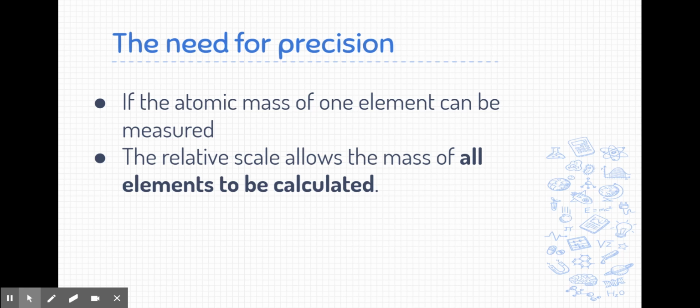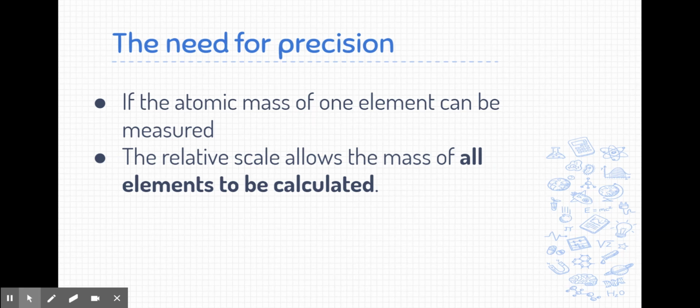So rather than having to go again and experimentally measure the mass of oxygen, you could just do it through calculation. You could say, well, here's the mass in grams of hydrogen. Let's multiply it by 16, and then we get the mass of oxygen. So the relative scale is still valuable and is still going to be used, and is still used to this day, as we'll see.